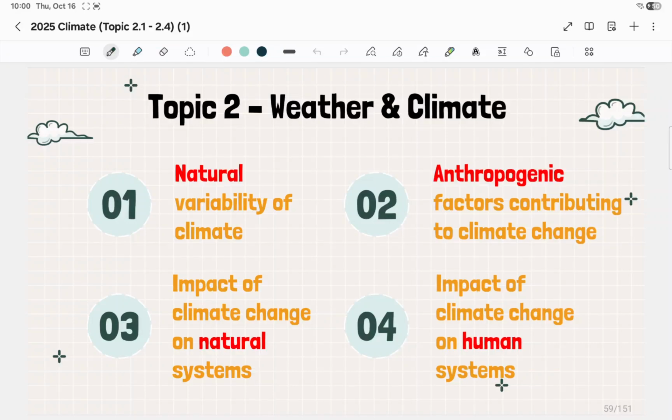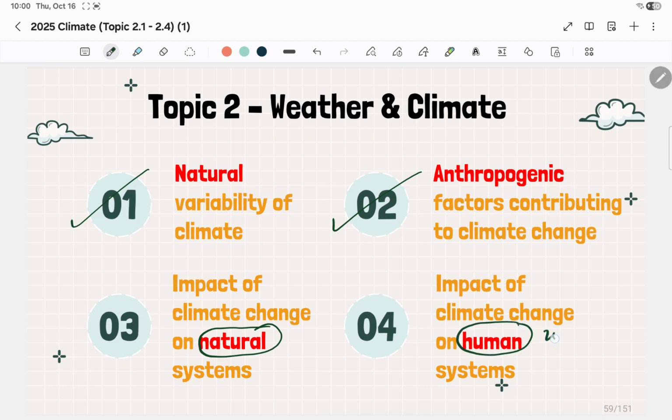I hope that you had been able to make good use of the Padlet activity earlier to get some idea about how climate change affects our environment, be it in terms of flooding or be it in terms of drought. Okay, so you have already learned this previously on the natural variability of climate, the natural causes that impact our climate, and you also learned about how humans actually change our climate, right? So this part of the chapter focuses on the impact on natural systems and also human systems.